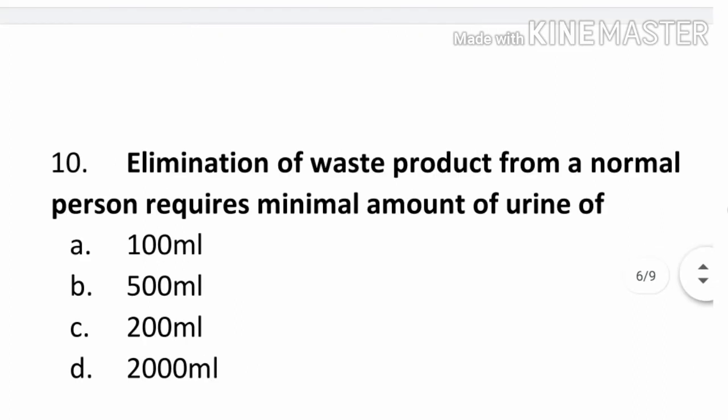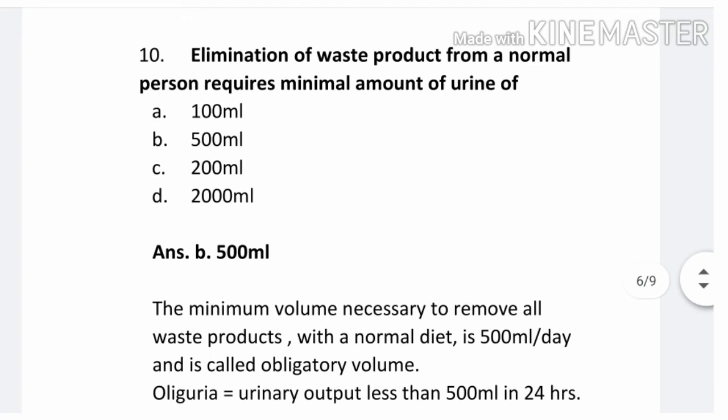Question number 10. Elimination of waste product from a normal person requires a minimal amount of urine of option A 100 ml, B 500 ml, C 200 ml, D 2000 ml. The correct answer is B 500 ml. The minimum volume necessary to remove all waste products with a normal diet is 500 ml per day and is called obligatory volume. What is oliguria? Oliguria means urinary output less than 500 ml in 24 hours.